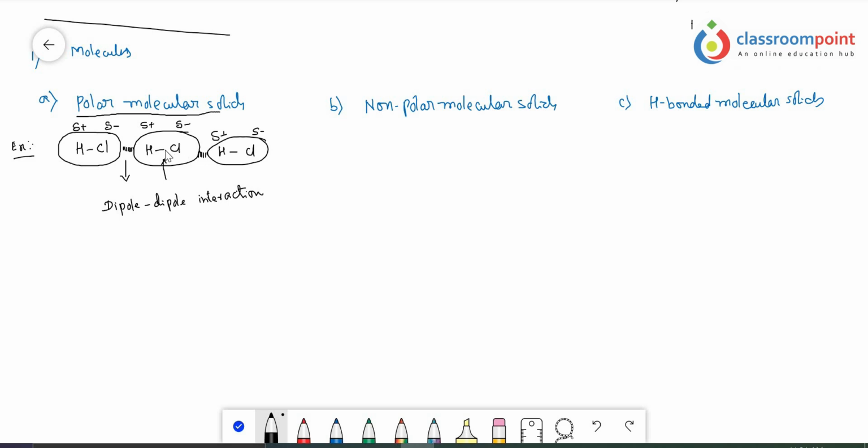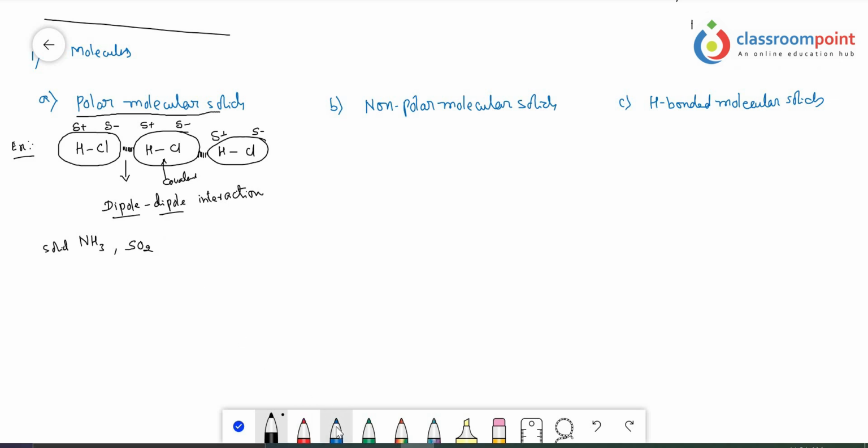So between the hydrogen atom and chlorine atom, a covalent bond is there. But between HCl molecules, dipole-dipole attraction is there. Such types of solids are called polar molecular solids. There are many examples you can take. Solid NH3 also comes under the category of polar molecular solids, and solid SO2 also comes under the category of polar molecular solids, where only dipole-dipole attraction forces are there.